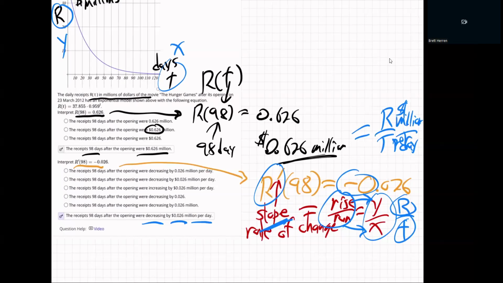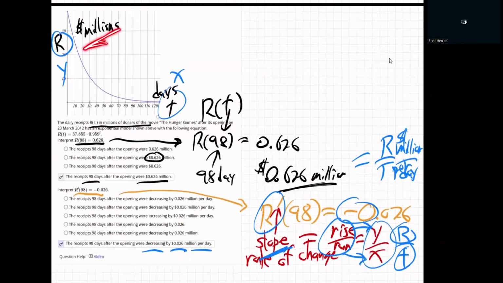That's how it is. A slope is a change. So this is our first real life problem where we're thinking about what slope means. What is a derivative or slope? When it has that little prime, that's a derivative or slope. And what does slope mean? Rise over run, meaning y over x, whatever is on the y-axis over whatever is on the x-axis. So that's millions of dollars per day.